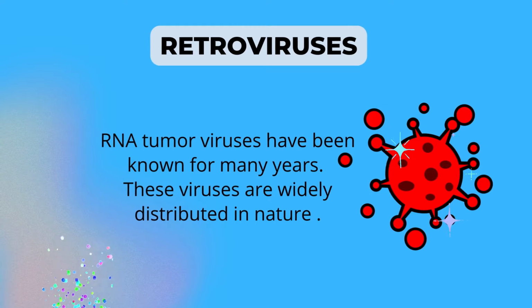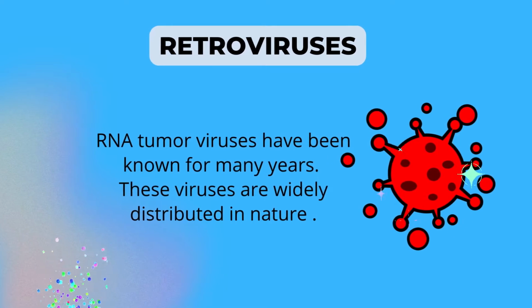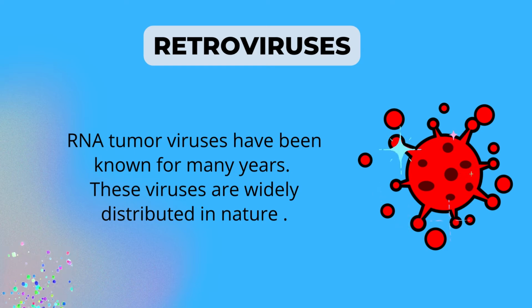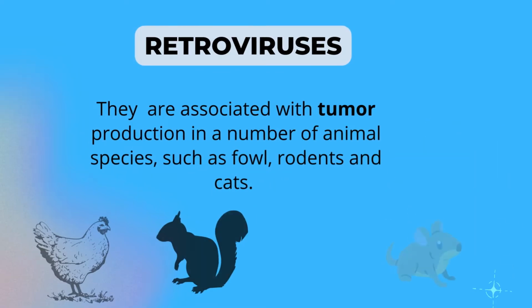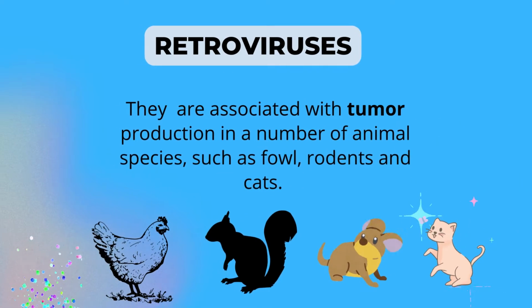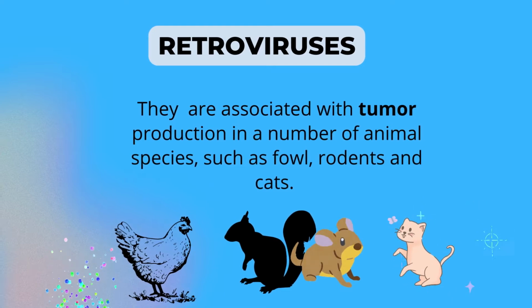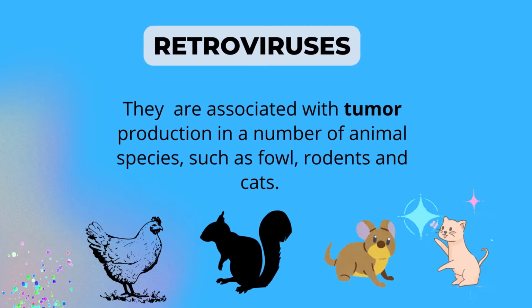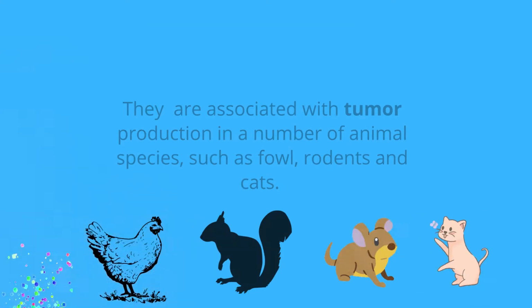Retroviruses. Retroviruses are a type of virus which have RNA and cause tumors, and they have a special enzyme called reverse transcriptase. RNA tumor viruses have been known for many years. These viruses are widely distributed in nature. Retroviruses are associated with tumor production. They produce tumors in a number of animal species like fowl, rodents and cats.